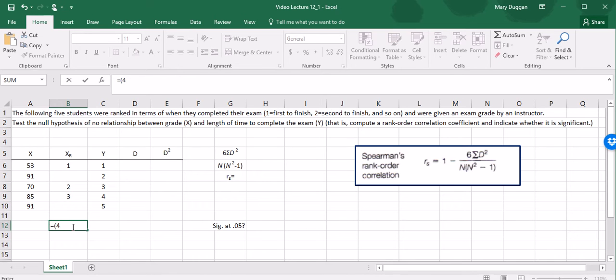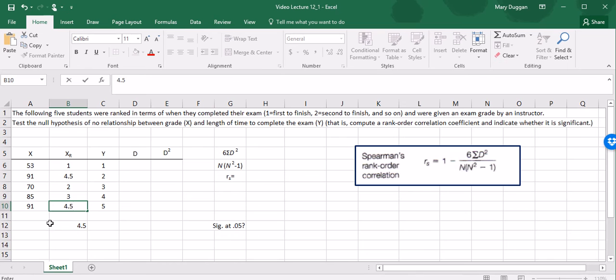So 4 plus 5. So I'm adding the 4th rank and the 5th rank. And then I'm going to divide that by the number of ties that we have. So we have 2 scores that tie, so I'm going to divide it by 2. And that gives us a score of 4.5, and each of these scores is going to share that rank of 4.5. And that's how we solve that problem.